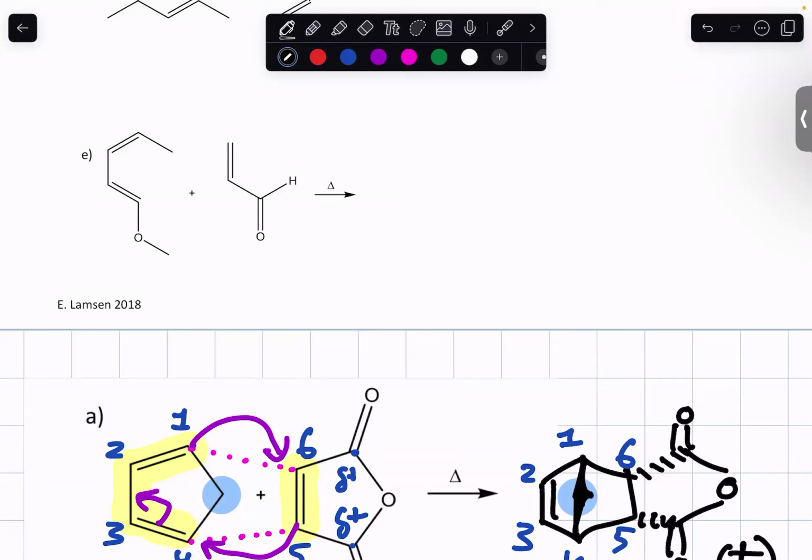We know that this carbon here is going to be the one that gets the carbocation, so we have to grab the hydrogen on the other side. So let's see what that would look like first. Let's say we have that carbocation there, and let's draw its resonance structure, which is going to give us that carbocation right there.